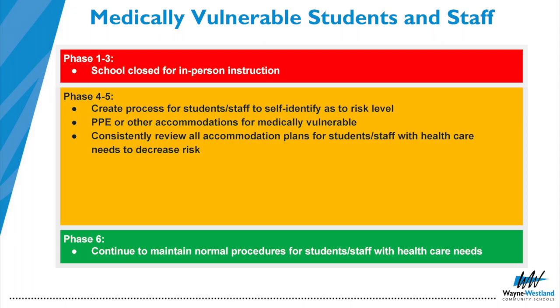Medically vulnerable students and staff. Phases 1 through 3, again in the red, schools closed for in-person instruction. Phases 4 and 5, in the yellow, create a process for students and staff to self-identify as to risk level, with PPE or other accommodations for medically vulnerable students. Consistency: review all accommodation plans for students and staff with healthcare needs to decrease risk. Phase 6, in the green, continue to maintain normal procedures for students and staff with healthcare needs.